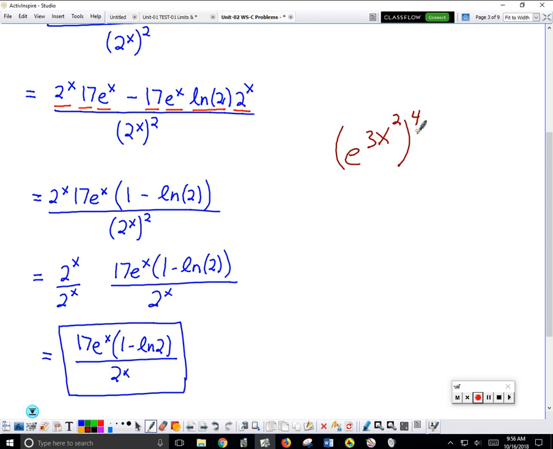What does it mean to raise something to the 4th power? I'm constantly trying to get you guys to go with meaning, not tricks. Rules are good, but meaning is always better. Weston? Times it by itself 4 times. So I just do this.